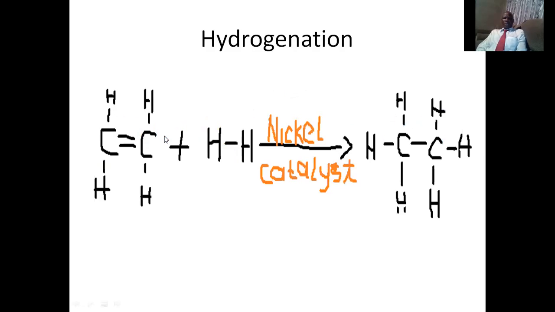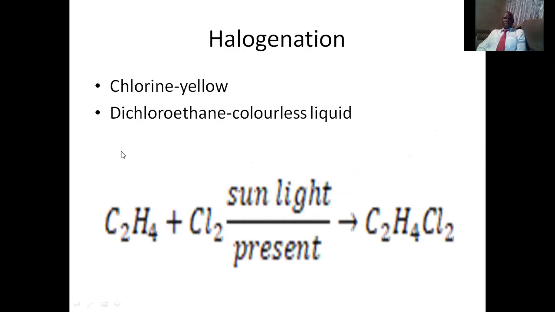If we are to show the structural presentation of this hydrogenation process, we are going to have the typical structure of ethene here with the double bond, and that of hydrogen here with a single bond. And this one now, after breaking the bond, is going to occupy these two positions. We still use nickel as the catalyst. And so here you form a saturated compound, which is ethane, from ethene.